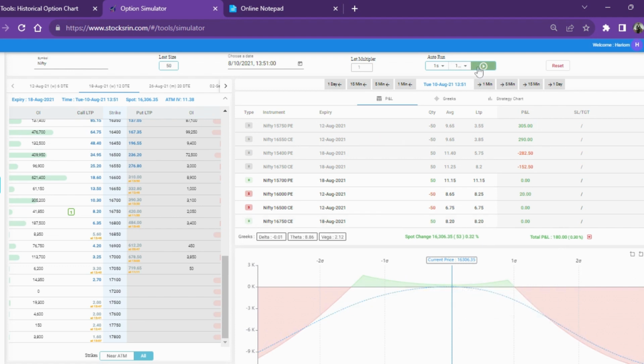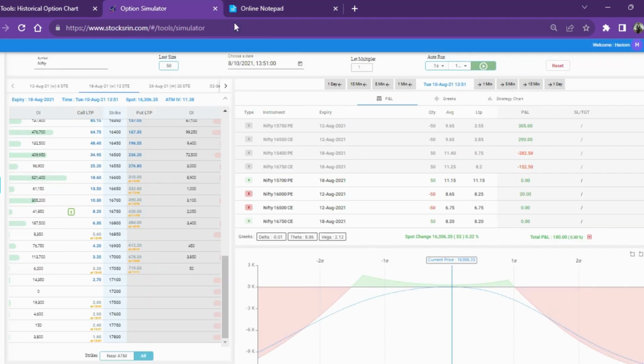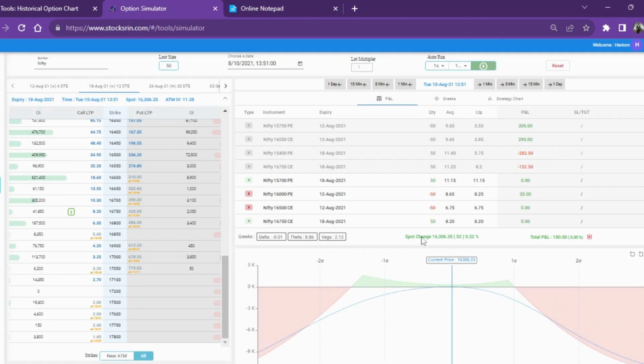Now let's go ahead. And let me just update the details as well. So now we have made the new position at 6.75. So let me just calculate at what point we will be needing to adjust it. So I'll adjust it at 2.7 rupees. Okay. So now let's go ahead.